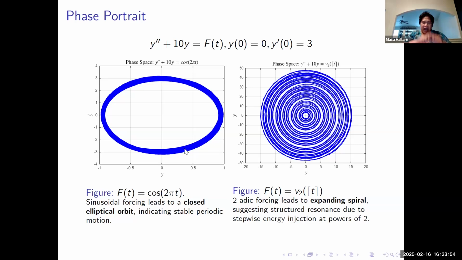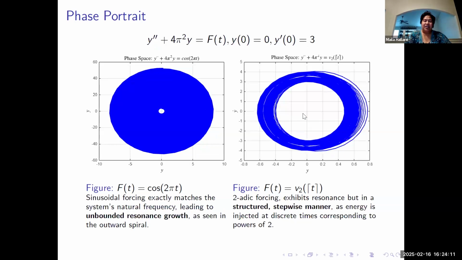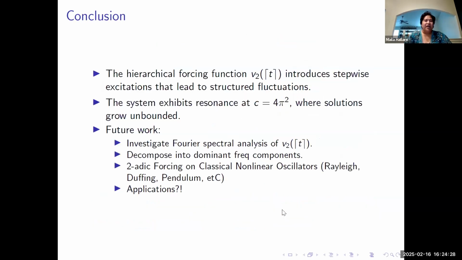So here, instead of having a closed elliptical orbit, we have some expanding spirals here. And this actually suggests that there is some kind of resonance because remember at powers of 2, we have energy injected into our system. Okay, so this is when C equals 4 pi squared. Again, when you have the classical forcing, you have unbounded resonance growth. And when you have our 2-adic valuation, we have this structured stepwise manner.